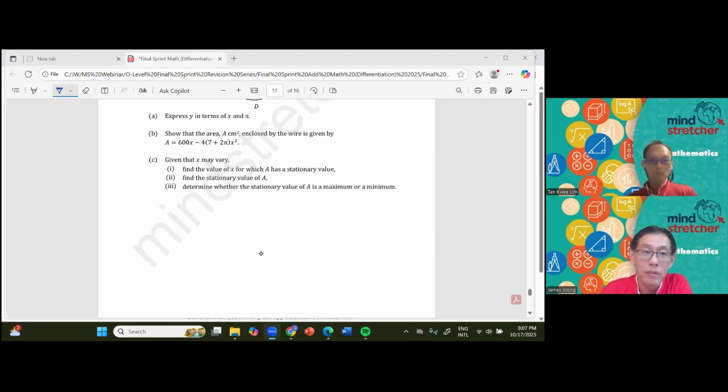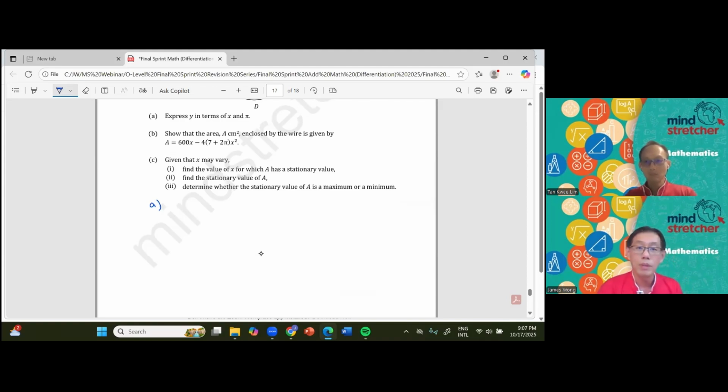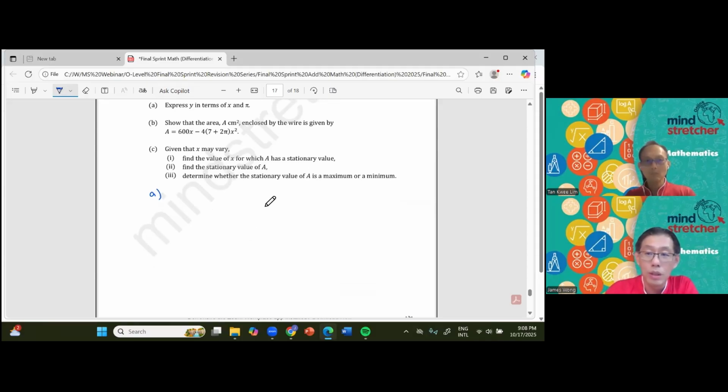This is not a difficult shape. So, express y in terms of x and pi. In this case, you can refer to your diagram, because I can't show the whole diagram on my screen. I need to use the space here.